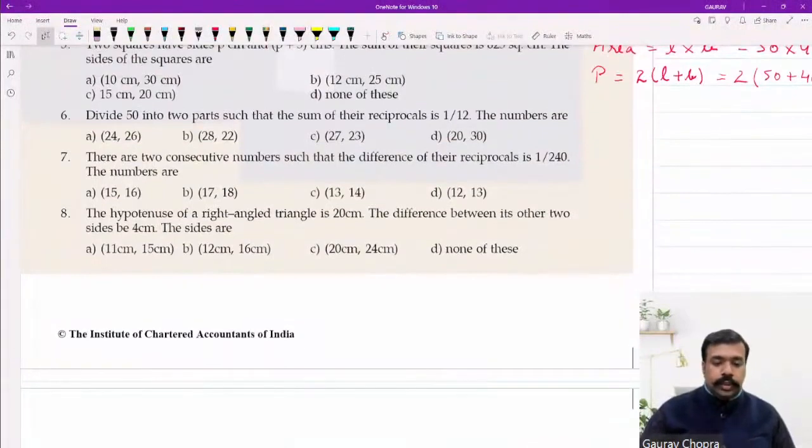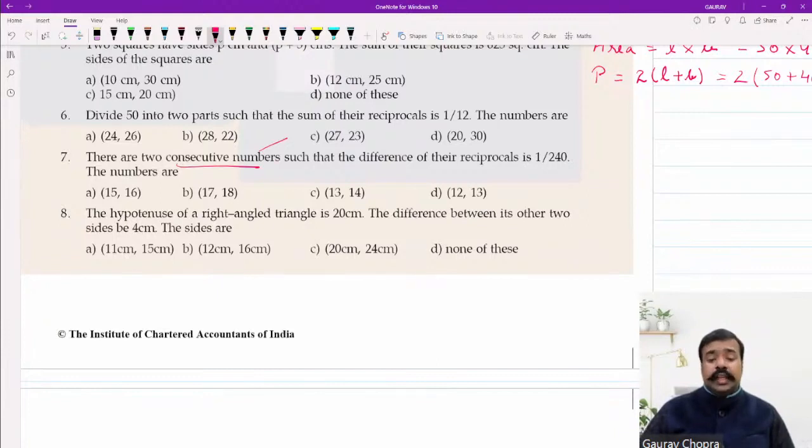Let's try with question number 7. There are two consecutive numbers such that the difference of their reciprocals is 1 upon 240. The numbers should be consecutive. There's 15, 16, 17, 18, 13, 14. So all the numbers are consecutive, and this condition is satisfied by all. Now what we have to do is take the difference of the reciprocals.